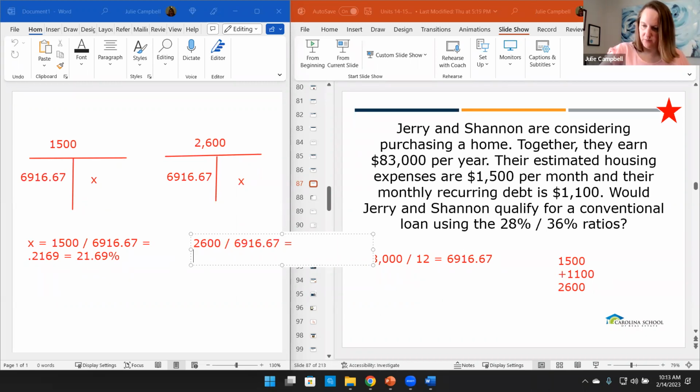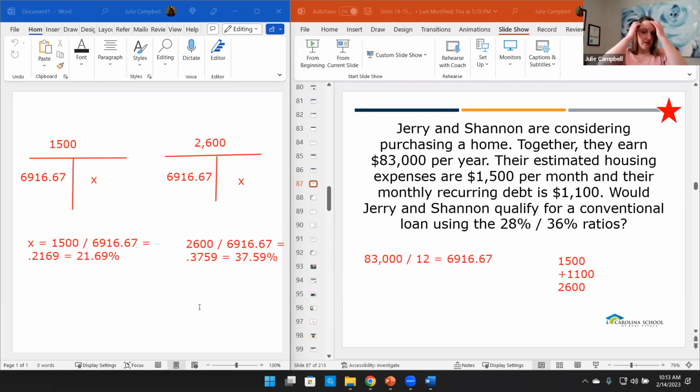We get 0.3759, move the decimal over 2 places to get 37.59%. Yes or no? Would Jerry and Shannon qualify under the second ratio? No. And in order to qualify, they have to qualify under both. So Jerry and Shannon could not get this loan.